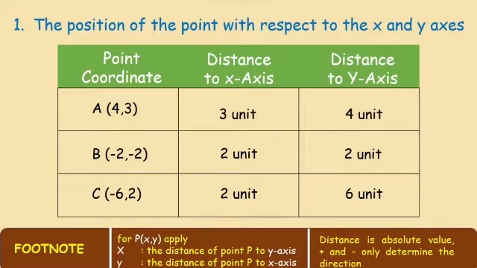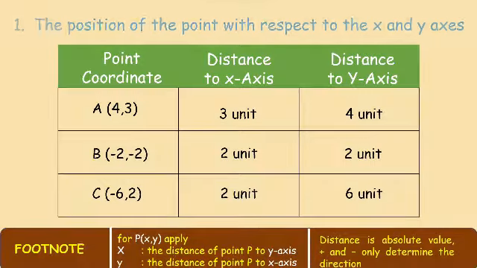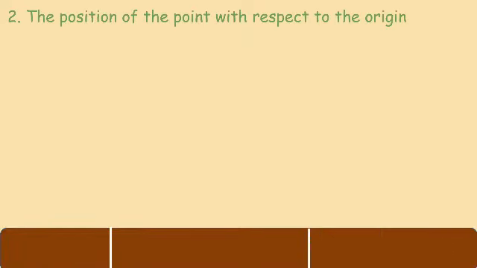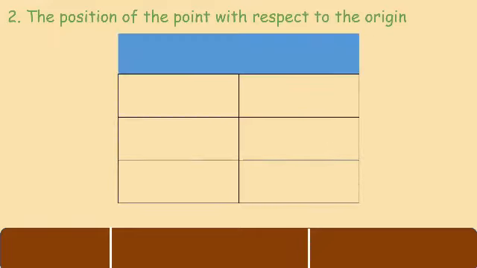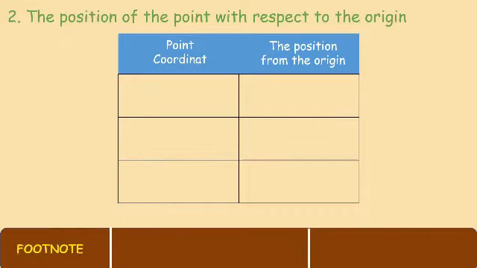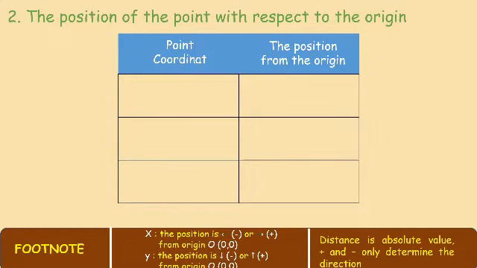Alright! Let's go to the next topic. The second topic is the position of the point with respect to the origin. Here we can make a table that consists of point coordinates and the position from the origin. So, how can we determine the position from the origin? Don't forget to check the footnote, yeah? Come on, you can fill the table, Kurnia.